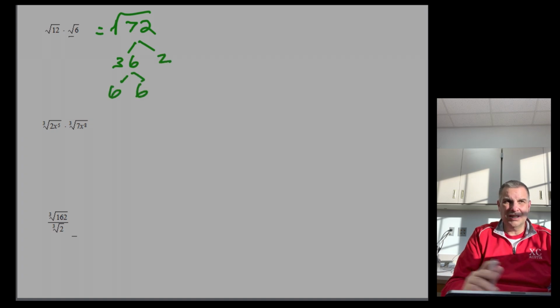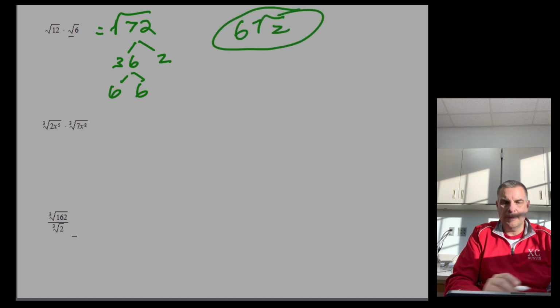36 is 6 times 6. So at this point, I don't have to go 2, 3, 2, 3. It just doesn't make sense to do it anymore because I've got a pair. So 6 radical 2 is your solution for that one.